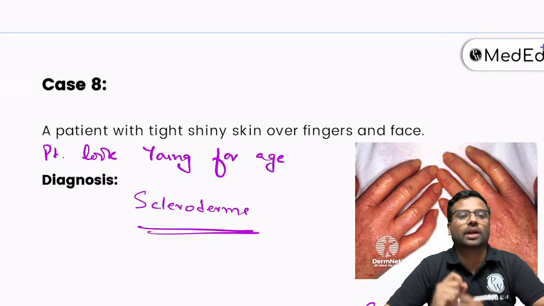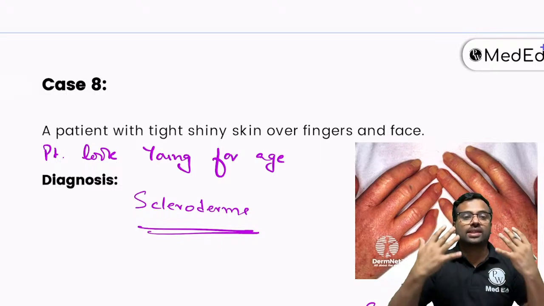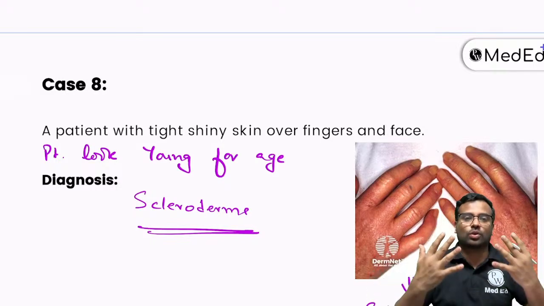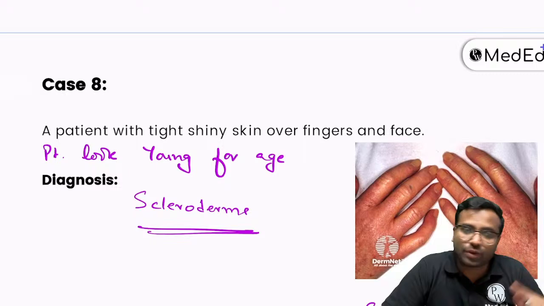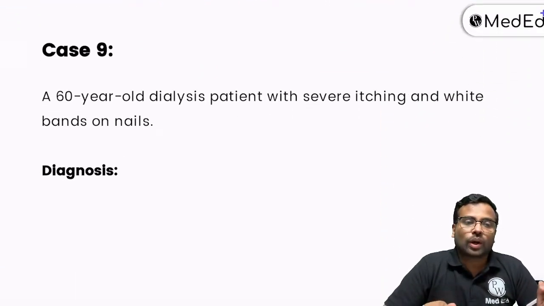So here the patient can present to you with shiny skin. Because it is becoming more tight, it's going to be shiny, tight skin over the fingers as well as the face. So here we suspect scleroderma. Now let's see the next one.